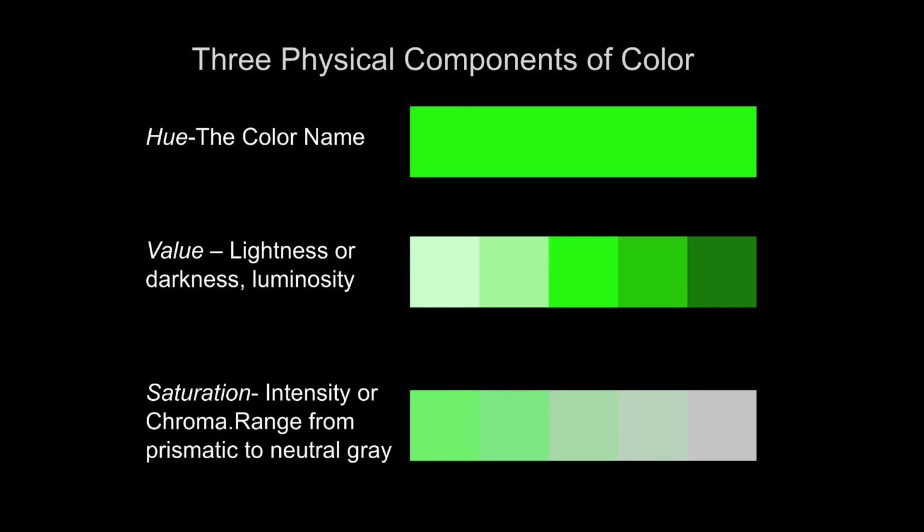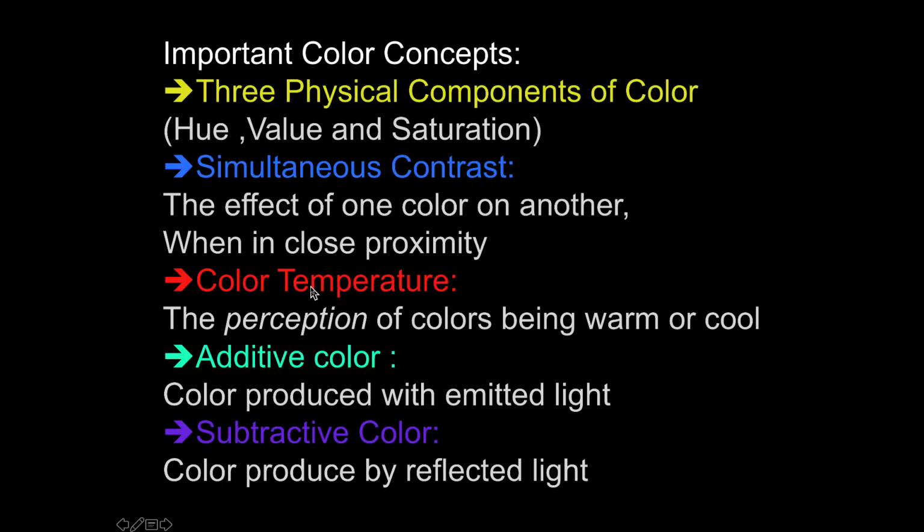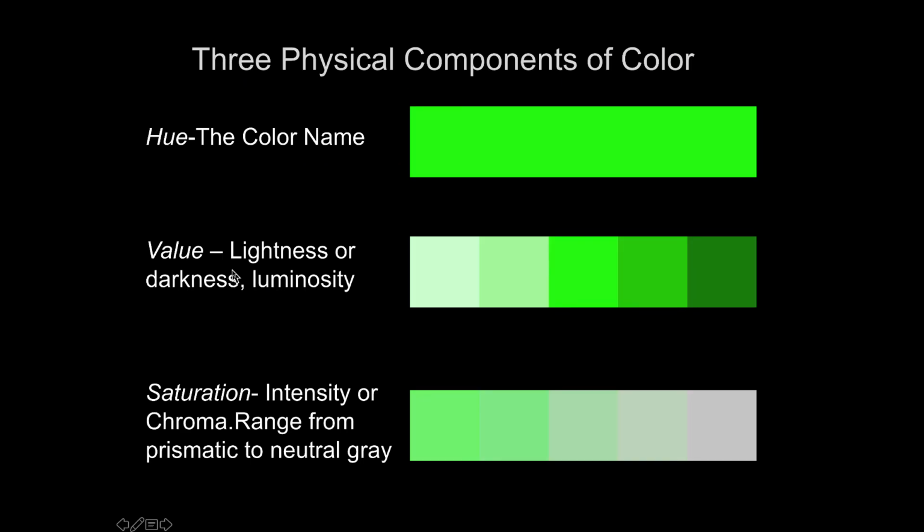So the three physical components of color: we've got hue, and that's the color name. So here we've got this very intense yellow-green hue. The value is the lightness, darkness, or luminosity. So we've already been working with that in grayscale. So if I take this yellow-green hue, here it is right here, and I add white to it, it becomes lighter, and I add black to it, it becomes darker.